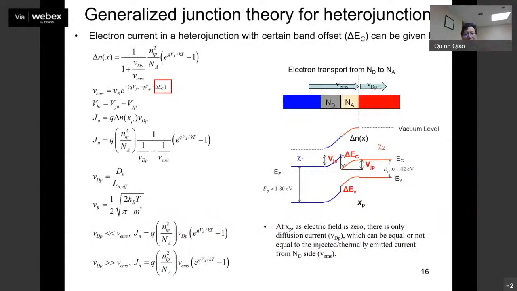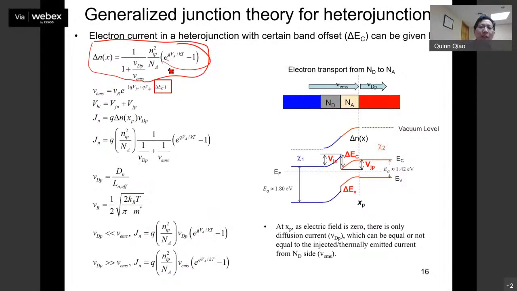And here's another slide that shows something about heterojunctions. We talked about this before. Here we basically show the equation for the heterojunctions. We also have these equations from when we talked about homojunctions.